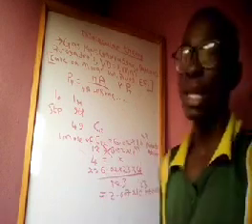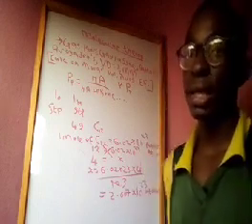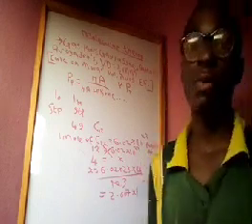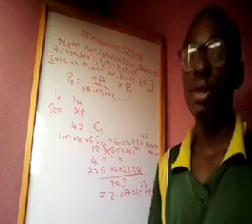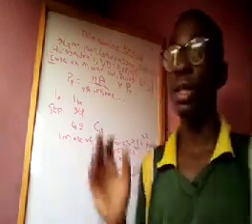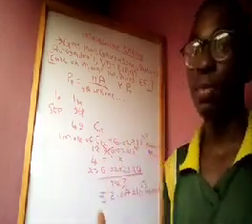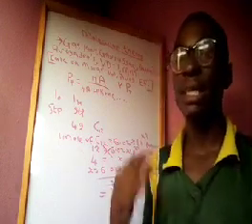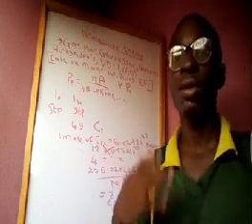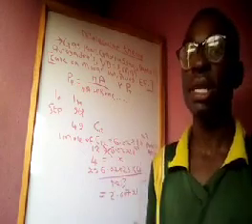From Avogadro's law we have the statement of molar volume, which says that molar volume is the volume occupied by 1 mole of any gas at STP. You know that Avogadro's law says that equal volumes of all gases at the same temperature and pressure contain the same number of molecules. So that means if we take STP, standard temperature and pressure, all gases at STP will contain the same number of molecules if they have the same volumes.